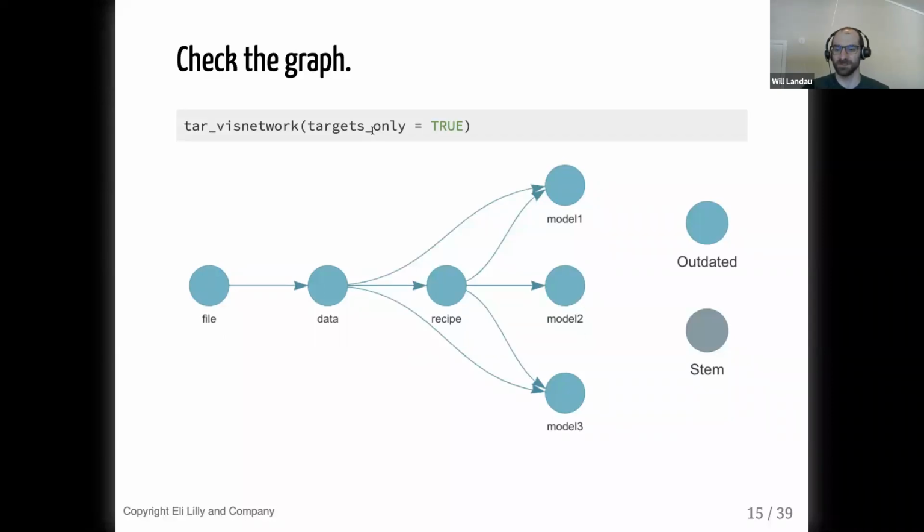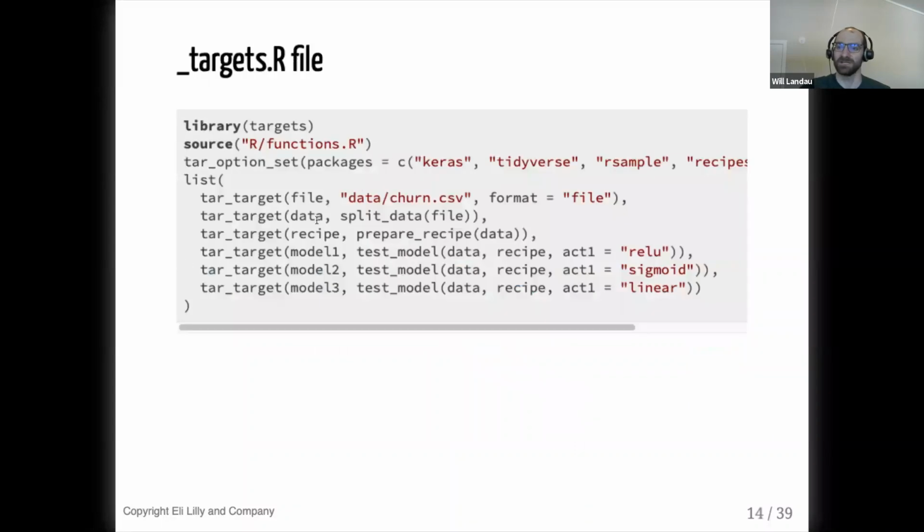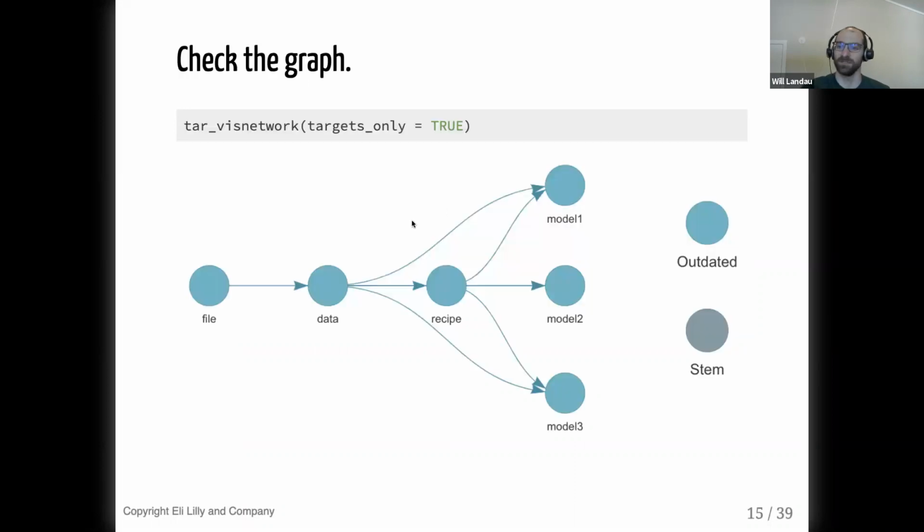Now, how does it construct this graph? So for example, our data target depends on the function split data and file, and targets will crawl through all this code and it will notice, okay, I see the symbol split data and the symbol file. And so in this graph, I will need to draw directed edges between file and data. And if we were to show functions, which we can, we would also see a directed edge from that function to the data target. And this describes what's called the topology of this workflow, or just the shape.